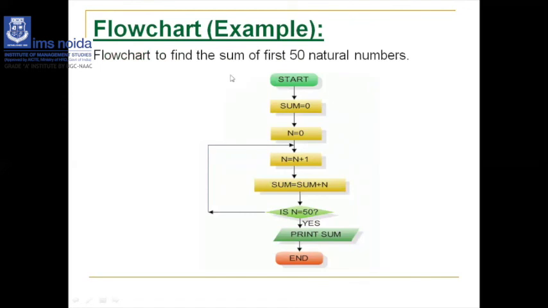Another example, to find the sum of first 50 natural numbers. Again, we have to initialize sum equal to 0, n is equal to 0, and n is equal to n plus 1. Now the value of n is 1 and sum is equal to sum plus 1. It is added, then it will check is n equal to 50. If no, it will continue to increment n and add the value of n to the sum. If condition false, it will display sum.